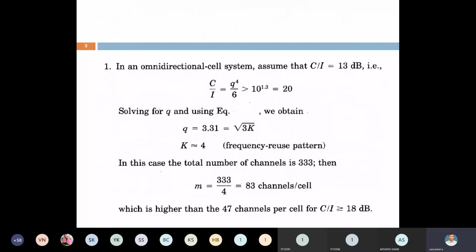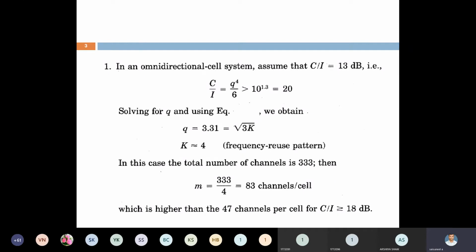See the first example. I am taking an omnidirectional antenna system. For an omnidirectional antenna system, how many co-channel cells are there? We are taking 6, compulsory, around the center cell. The number of co-channel cells is 6. Suppose all distances are the same.